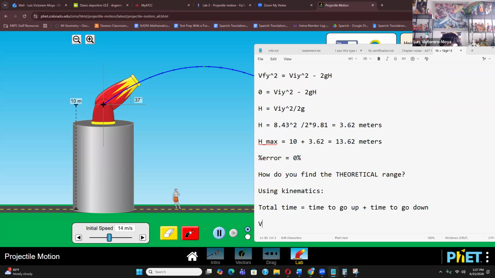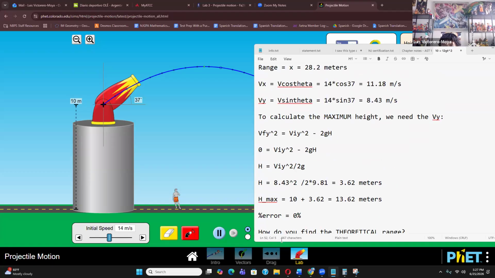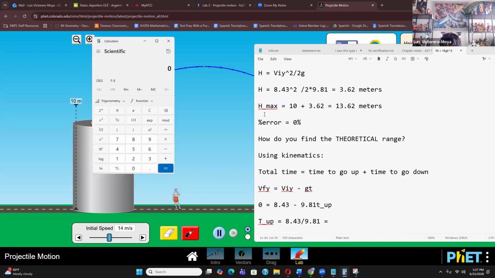You can use the equation v final on y equals v initial on y minus gravity times t. 0 equals, again, 8.43 minus 9.81 times the time to go up. The time to go up is 8.43 over 9.81. So let me do it quickly. That's 0.86 seconds.